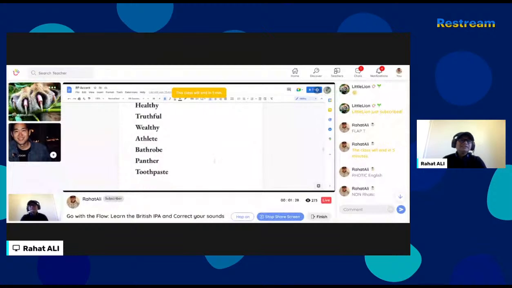Okay, next word, please. Toothpaste. Panther. Look, R is silent here. Now you're pronouncing American panther, but British panther. And toothpaste. Here is another amazing part. In toothpaste, there are two o's altogether. If you ever find two vowel sounds in spelling in the same row, it becomes a bit longer sound.